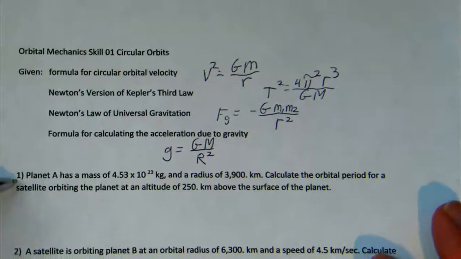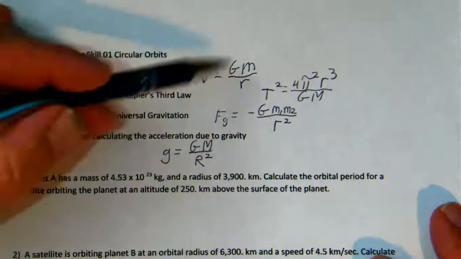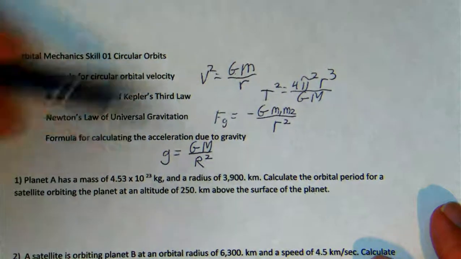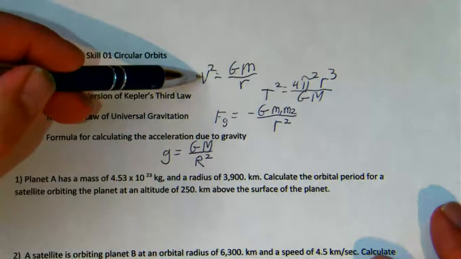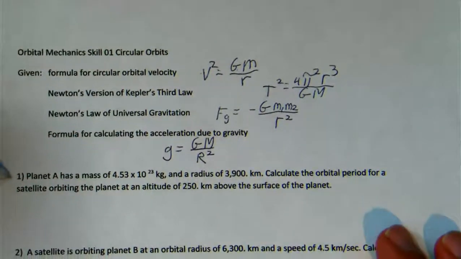And when you use these formulas, you have to be careful that you put all the units in kilograms, meters, and seconds. And your velocities will be in units of meters per second. So here we go. Number 1.